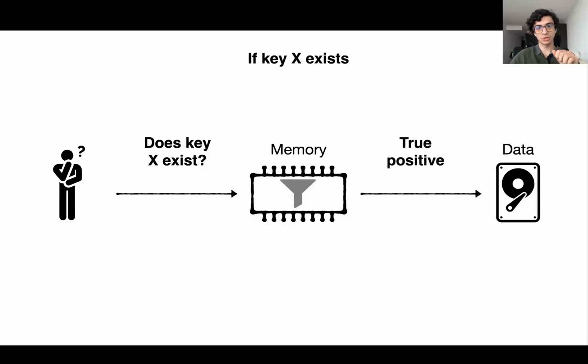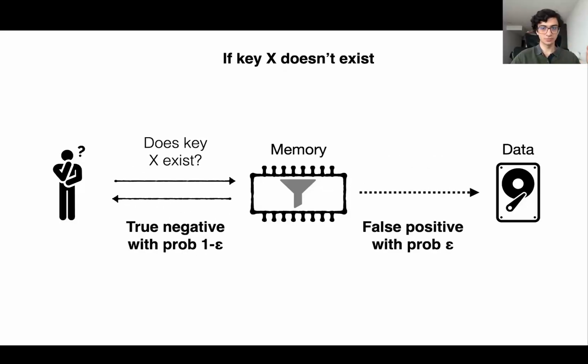If the key X that we give the filter actually exists in the set, the filter is guaranteed to return a true positive, telling us to go and fetch it from disk. And if the key doesn't exist, the filter is most probably going to return a true negative, telling us to avoid a redundant access to disk for a non-existent key. Sometimes, though, the filter might make a mistake and return a false positive, telling us to go and access the disk anyways.